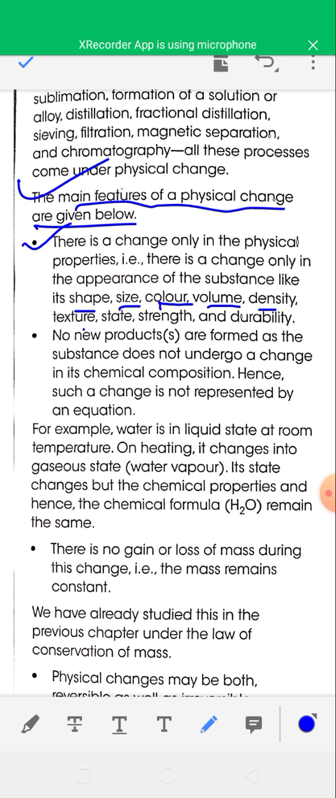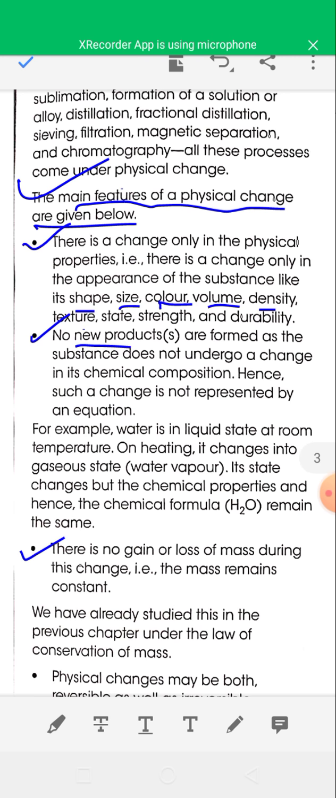Second point: there is no new product formation in physical change. No new products are formed as the substance does not undergo a change in its chemical composition. Third point: there is no gain or loss of mass during this change, that is, during physical change. That is, mass remains constant during physical change.